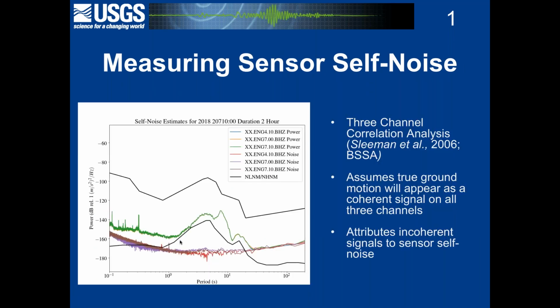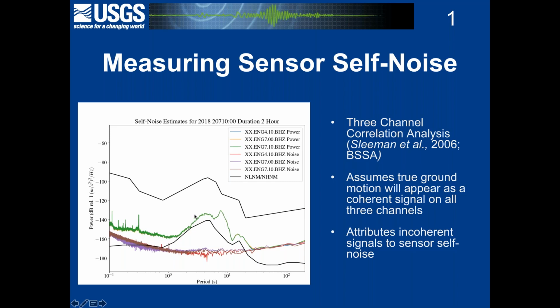So how do we do this for seismic sensors? We use something called 3-channel correlation analysis. It's very nicely written up in Sleeman et al. 2006 in BSSA. And basically the way the method works is it assumes that true ground motion on 3 co-located sensors will appear as a coherent signal in all channels. And any signal that's incoherent amongst all the sensors, any signal that looks completely different, it attributes to the self-noise of the sensor. So here's an example of 3 co-located sensors.